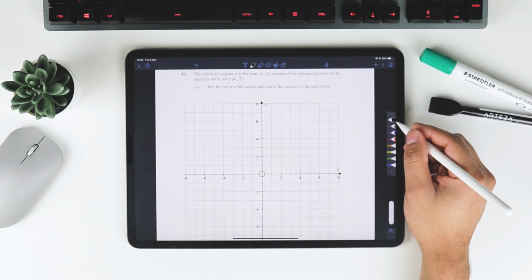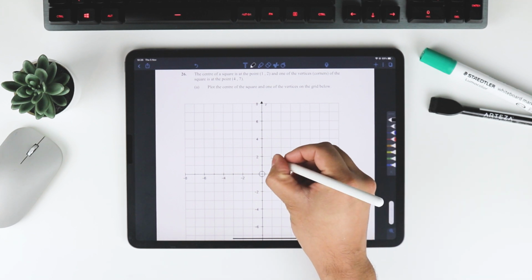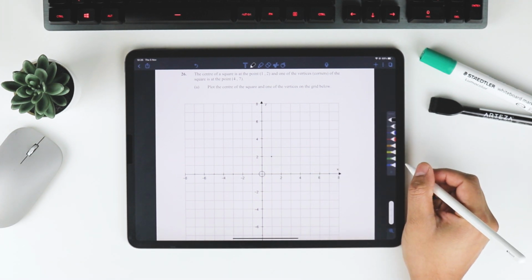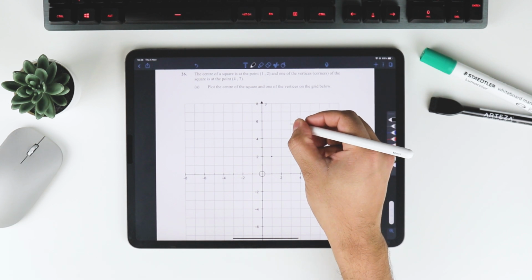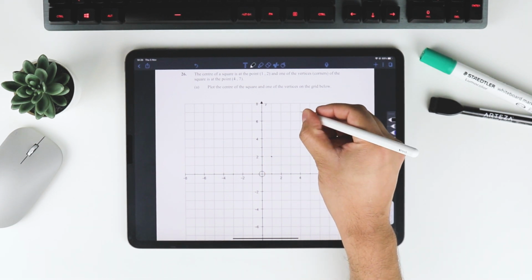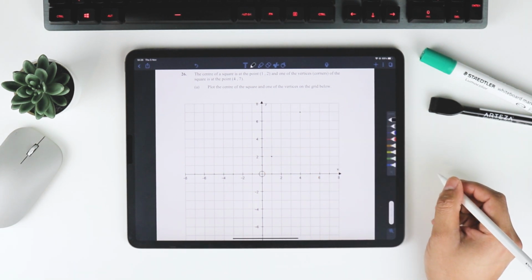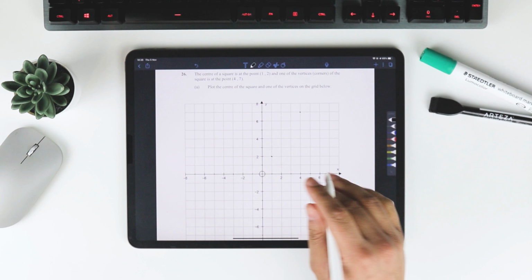It says that the center of a square is at the point 1, 2. And one of the vertices, or corners, of the square is at the point 4, 7. So 4, 7 is 2, 4, 6, 7 here. 4, 7 is here. Okay. And then it says, plot the center of the square and one of the vertices on the grid below. Okay, so that's done.